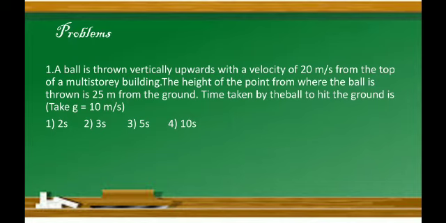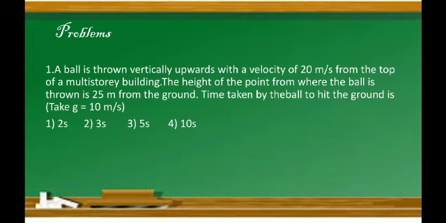First one, a ball is thrown vertically upwards with a velocity 20 meter per second from the top of a multi-story building. The height of the point from where the ball is thrown is 25 meters from the ground. Then time taken by the ball to hit the ground is, take g is equal to 10 meter per second square. You have four options. First one, 2 seconds, second, 3 seconds, third one, 5 seconds, fourth one, 10 seconds.